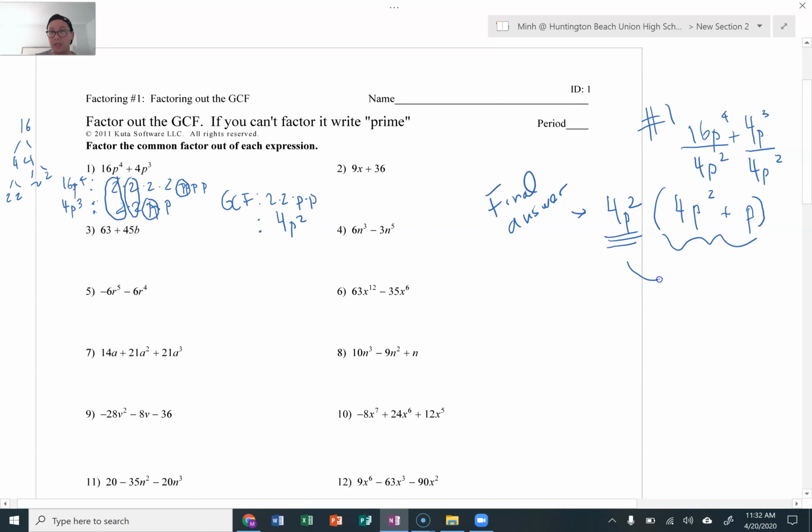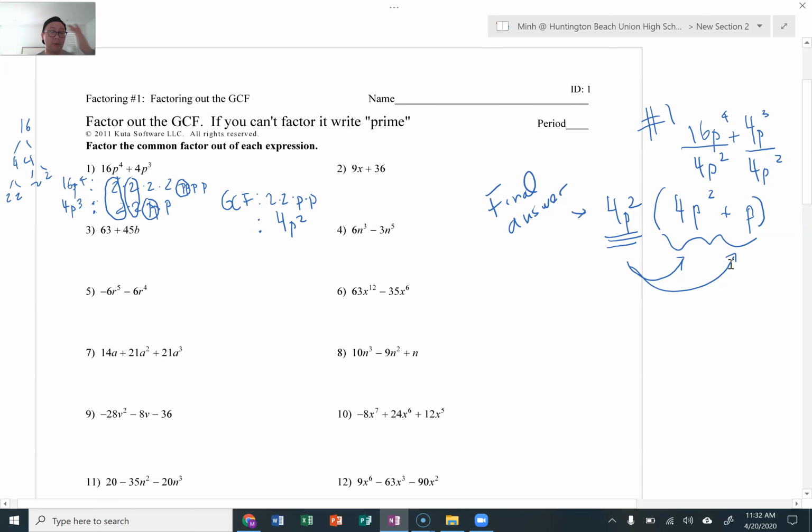So basically, if you want to check your work again, multiply these two, and it'll go back to your original problem. All right. So it's pretty simple stuff once you get past the GCF part, but the key thing is making sure you're not just finding a common factor, you're finding the greatest common factor between all of the terms.